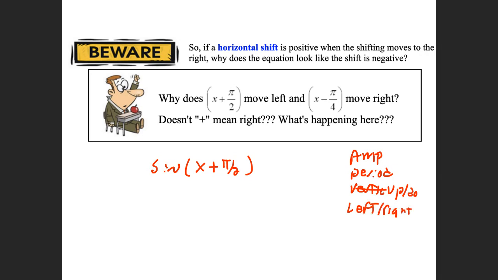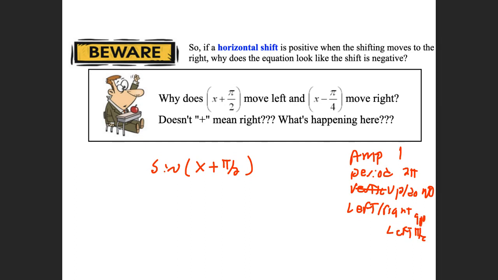So in this problem, what is the amplitude? 1. What is the period? 2 pi. That's exactly right. Does it move up or down at all? Nope. How far left or right is it going to be shifted? Or which direction is it going to be shifted? Left, pi over 2, or 90 degrees, right?